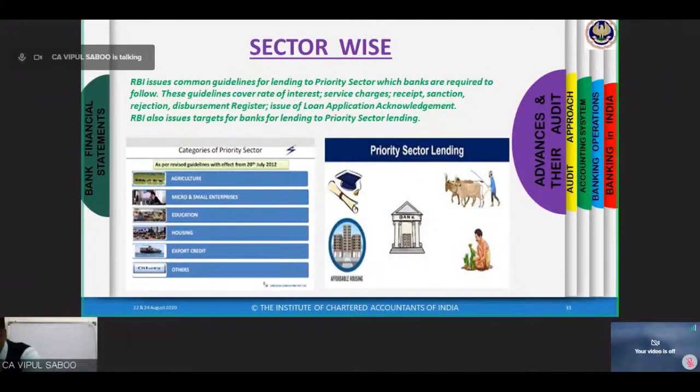So what constitutes the priority sector? Agriculture, micro and small enterprises, the MSME, then education loans, housing and home loans. Export credits, right? In export credits, you read about packing credits, shipment credits, and the letter of credit and others. So this is priority sector lending.